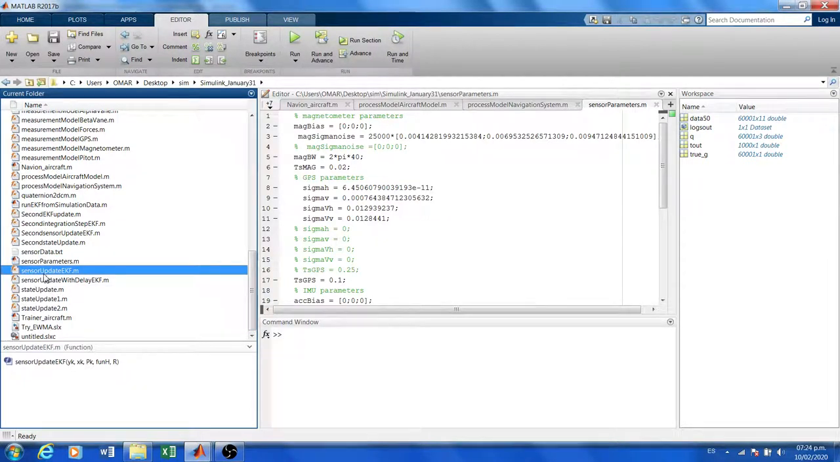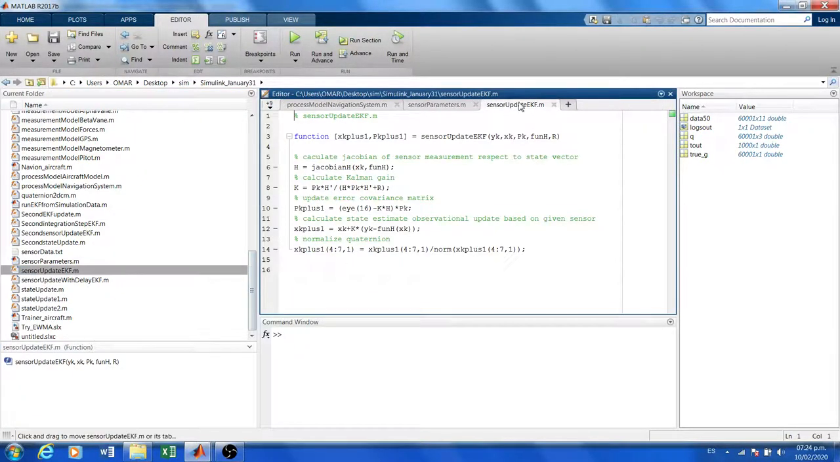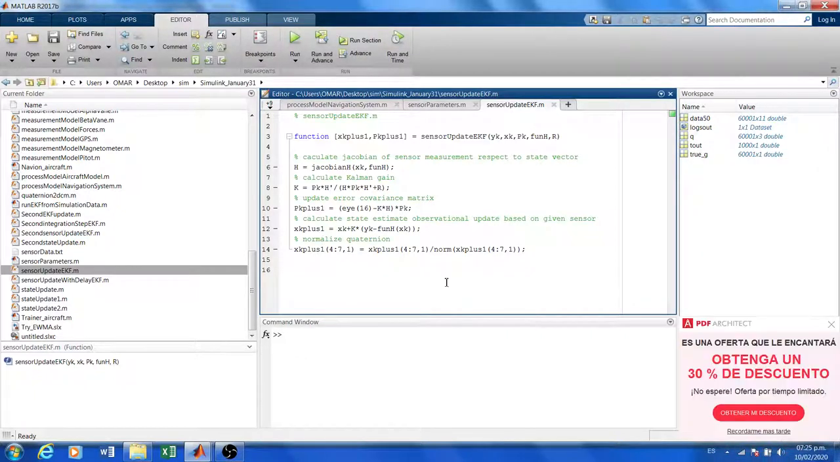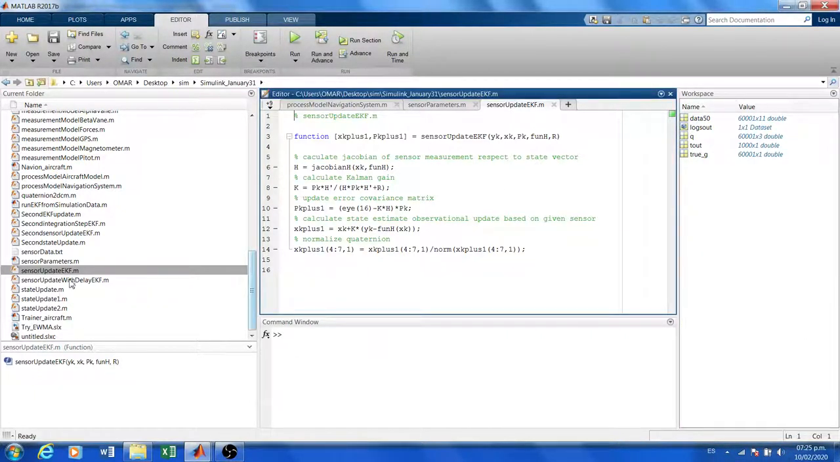And these are the sensor updates for the first Kalman filter, the MATLAB function, sensor update for the first Kalman filter. These are the Kalman filter equations, see, the Jacobians, the Kalman gain, the error covariance matrix, and so on, all the extended Kalman filter.